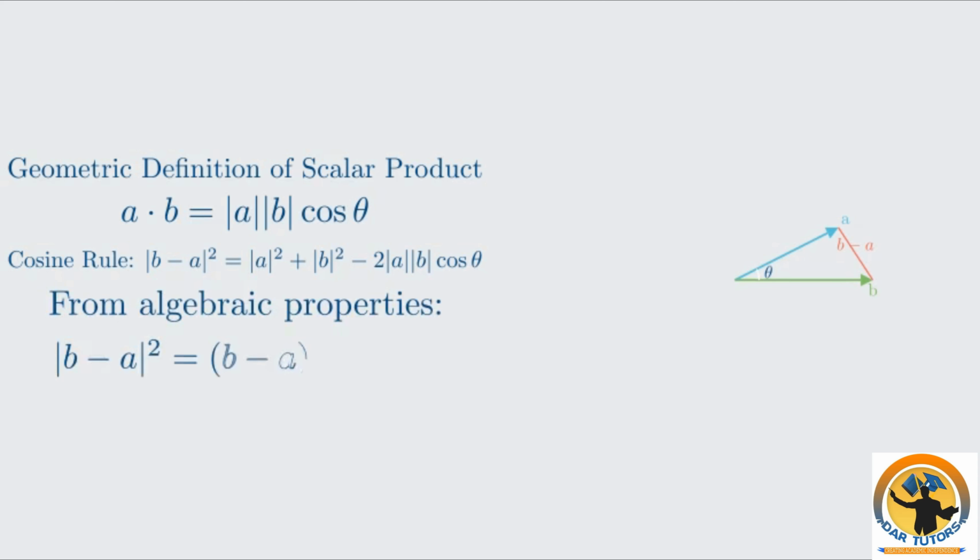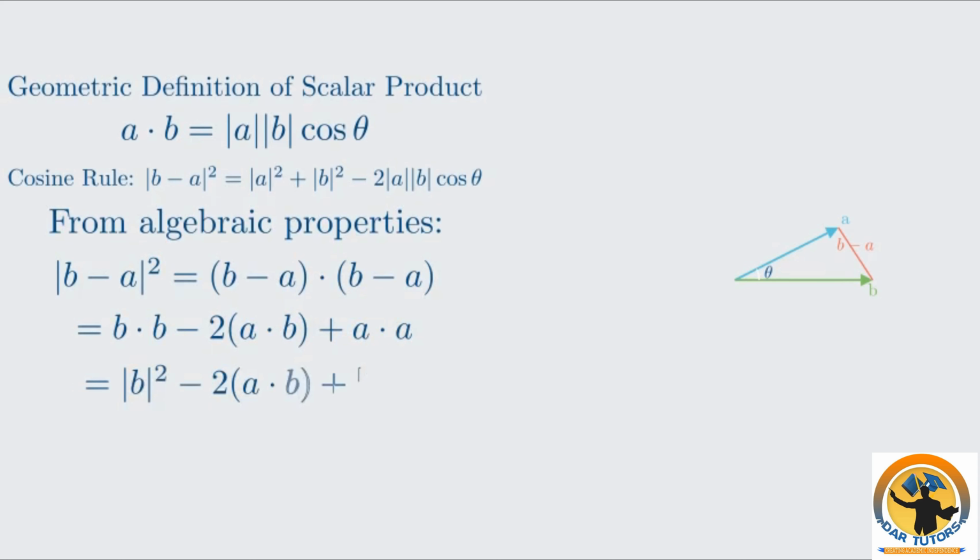Using our algebraic properties, we know that the magnitude of B minus A squared is equal to the scalar product of B minus A with itself. Expanding this gives us B dot B minus 2 times A dot B plus A dot A.